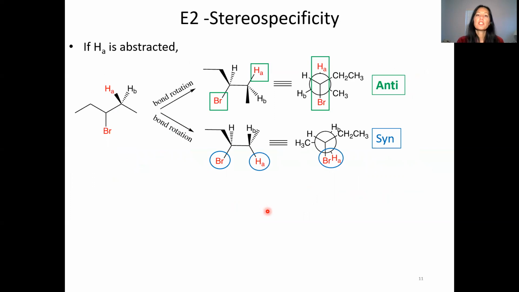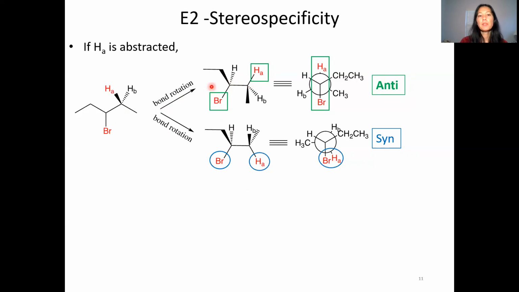Okay, let's talk about stereospecificity. This has to do with looking at the actual geometry of the beta hydrogens available. There is a very specific orientation of the orbitals. There needs to be a specific alignment where the bromine and the hydrogen, in this substrate here, are in the same plane, but opposite each other, and we call that anti. They're anti to each other, but in the same plane, so we call it anti-periplanar.